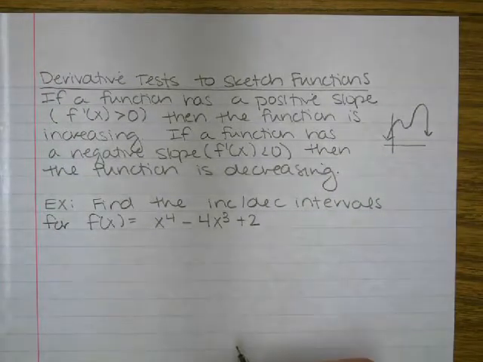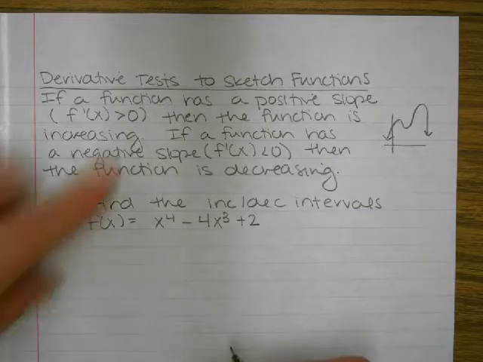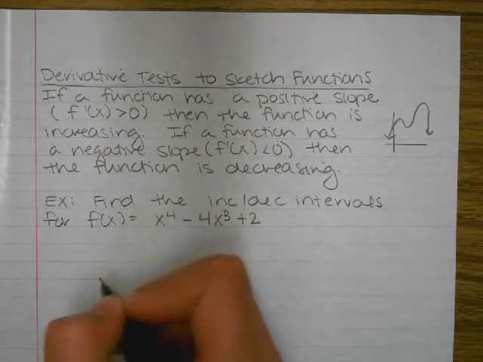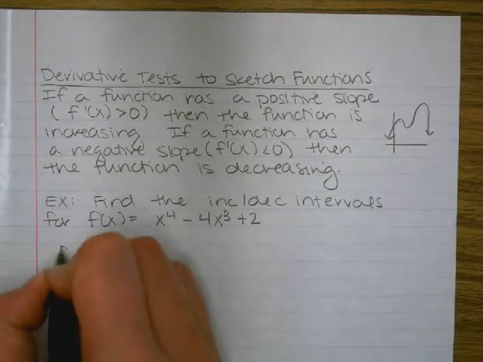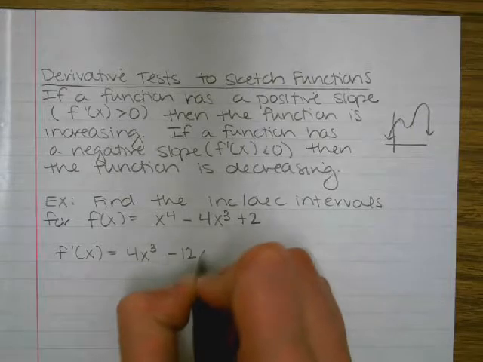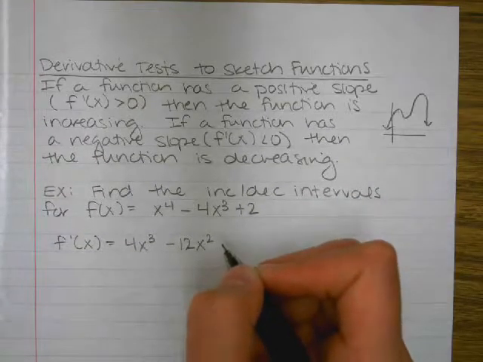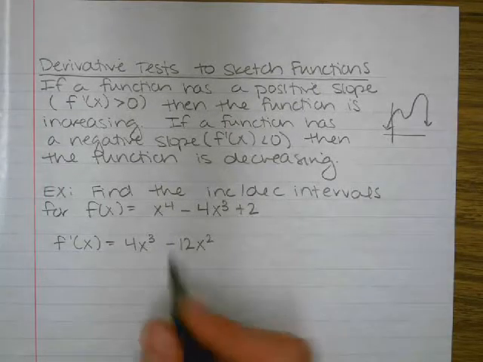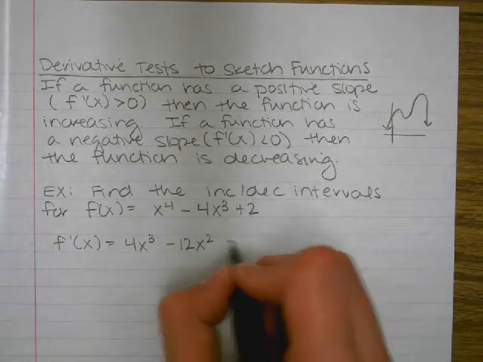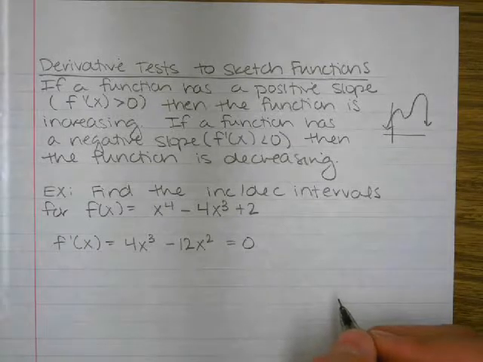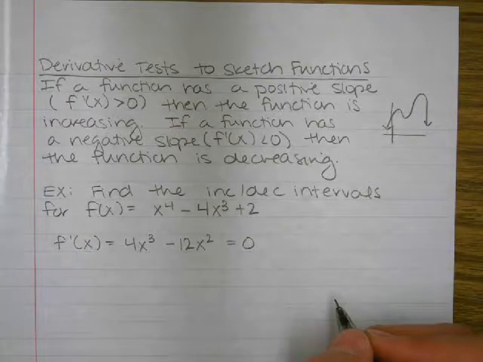So the first thing I want to do is find the derivative, because I have to know where the derivative is positive and where the derivative is negative for me to know what the increasing and decreasing intervals are. So my derivative is 4x to the 3rd minus 12x squared. And if I want to know where the derivative is positive and where the derivative is negative, then I should solve for where the derivative equals 0, because 0 is the number that's in between positive and negative. So if I can see where it crosses from positive to negative, then I would be able to know those numbers that are in between.